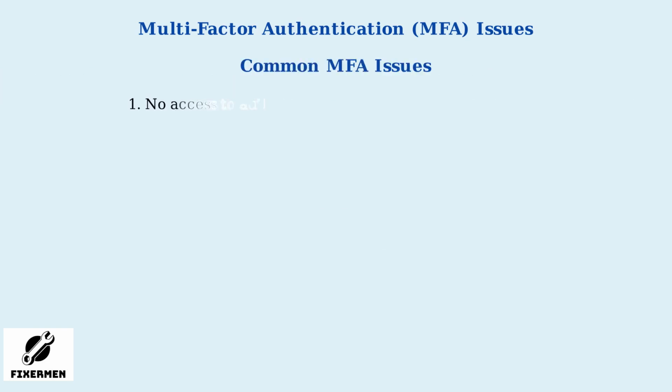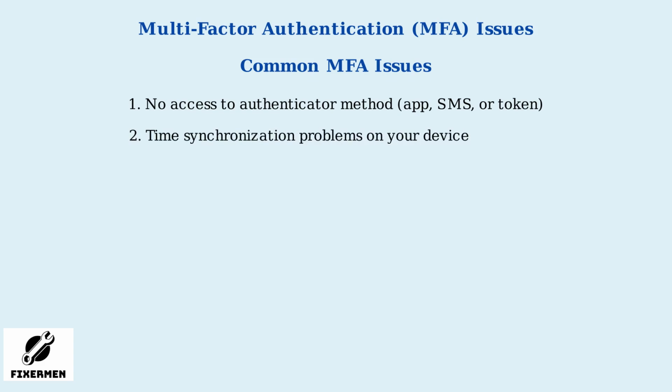When MFA fails during T-Mobile login, it could be due to several common issues. First, ensure you have access to your authentication method, whether it's an authenticator app, SMS codes, or a hardware token. Second, time synchronization is crucial because MFA codes are time-based and expire quickly. If your device's clock is wrong, the codes won't work. Third, app crashes or outdated authenticator software can prevent code generation. Always keep your apps updated.